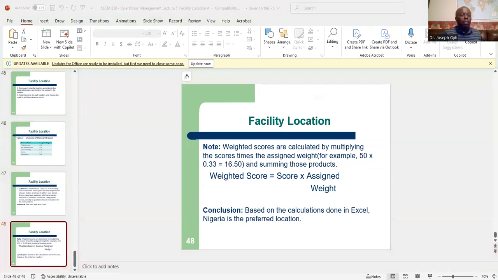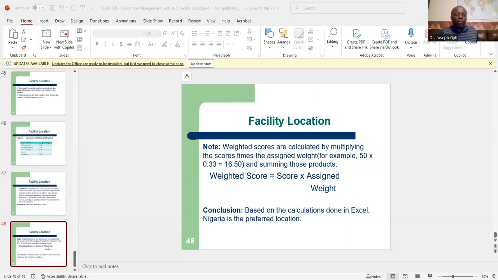All right, let me put it here. Weighted score equals score times the assigned weight. Okay? Now make it bold.